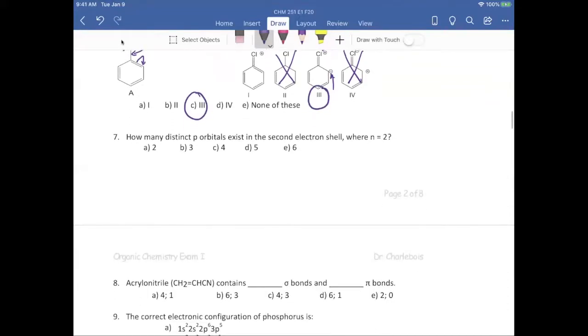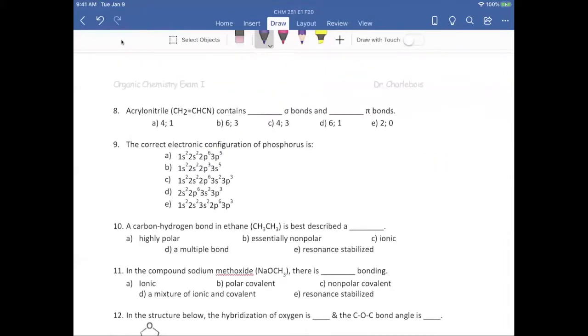How many distinct p orbitals exist in the electron shell where n equals 2? Remember, we always had 1 s and 3 p's. So the correct answer is B, 3. Okay, so we want to know how many sigma bonds and how many pi bonds are found in this molecule. And if we draw that molecule out, which is what I would highly recommend, we see that we have 1 H here, and then we have a C, and then this is a triple bond N.